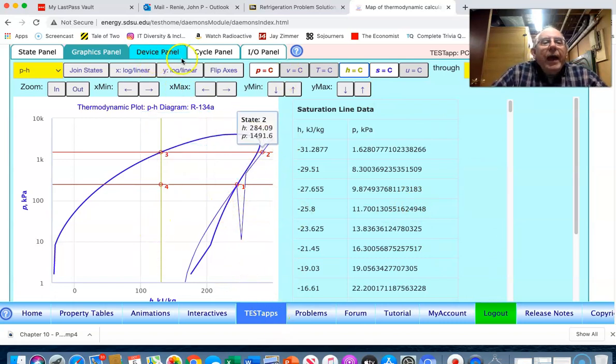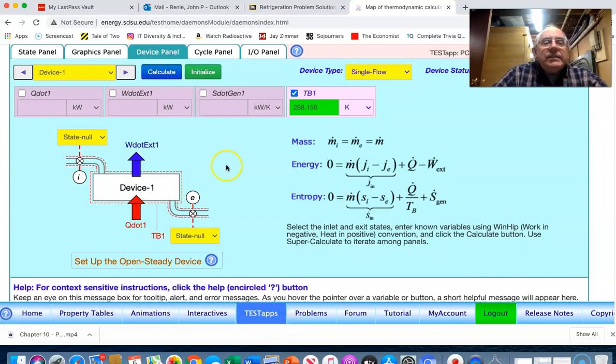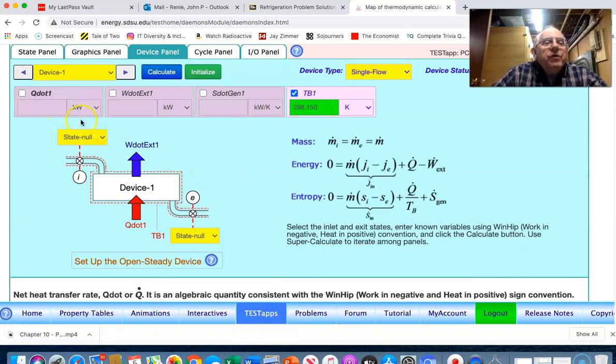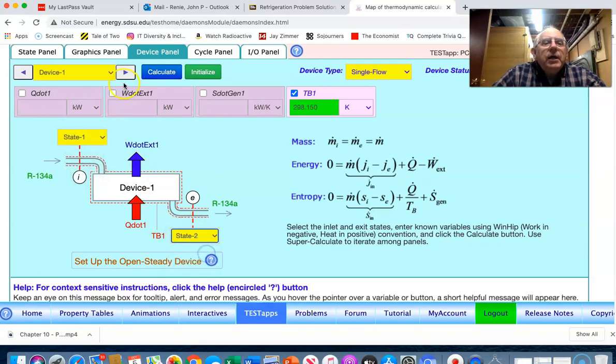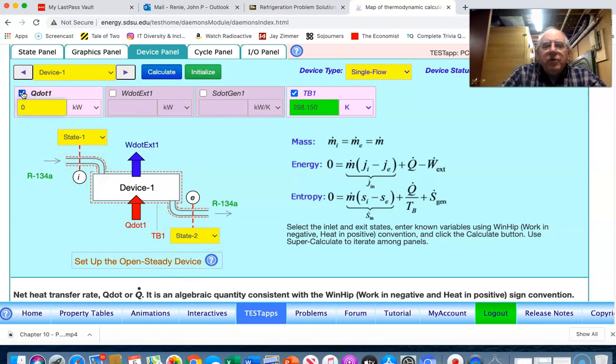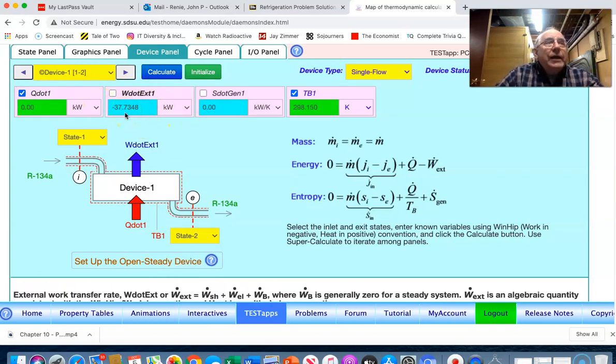Now let's go and identify our various devices. And we'll start first of all with the compressor. The compressor goes from 1 to 2 with no heat transfer. And we see the amount of work that had to go in per 1 kilogram per second of fluid.